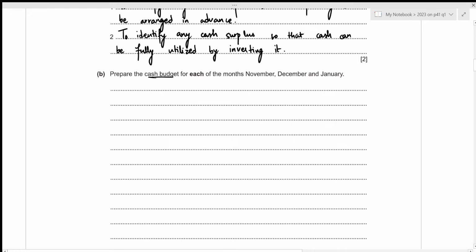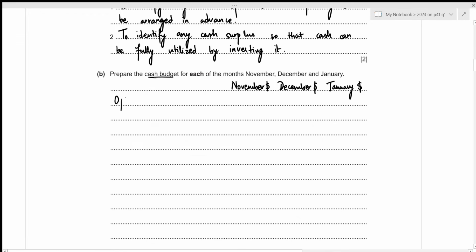We now need to prepare the cash budget for each of the months November, December, and January. Okay, this is for the month of January. This is for December. This is for November. And cash budget, the format is pretty simple. We start with the opening cash balance, we add all of our receipts, we subtract all of the payments, then we get the closing cash balance, which will act as the opening cash balance for the next period.